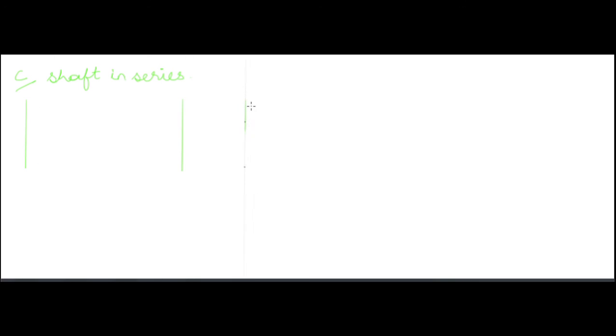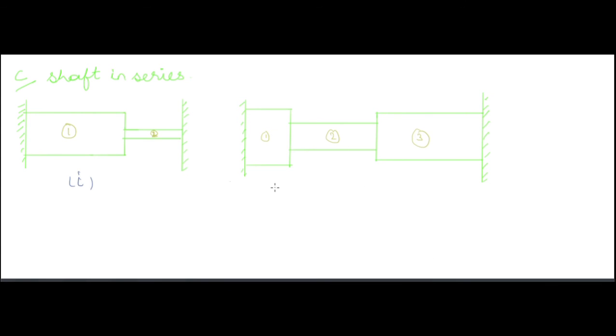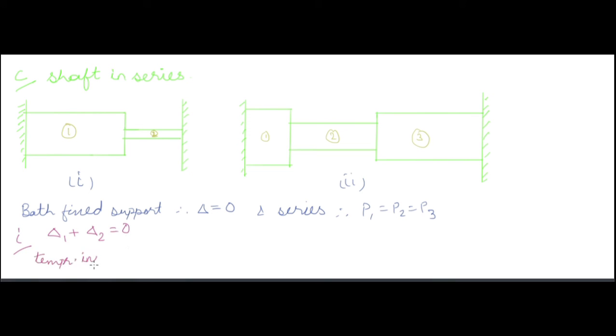Now shafts in series. This is the series combination of shafts. Once again the fixed support will be there, which means the extension will be 0. If you were pulling it from both sides, then extension would be there, but it's a fixed support, so delta is equal to 0. In a series connection all the load will be the same: for 2 cross sections P1 is equal to P2, and for 3 cross sections P1 is equal to P2 is equal to P3, so the load borne by all the cross sections will be the same.